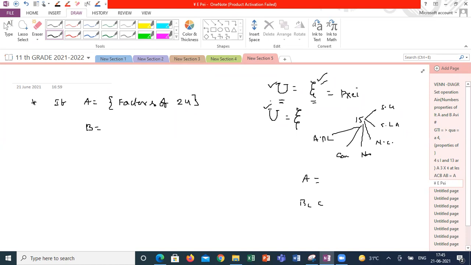Okay, sir. So B is the factors of 36. Then find A union B and A intersection B. Quickly. How to do it? Form the tabular form of set A and the tabular form of set B, then it will be easy to do.